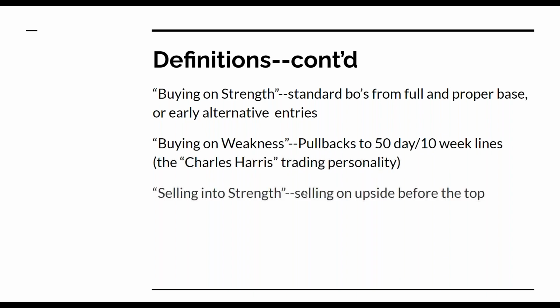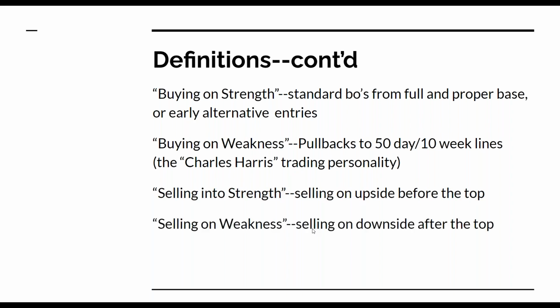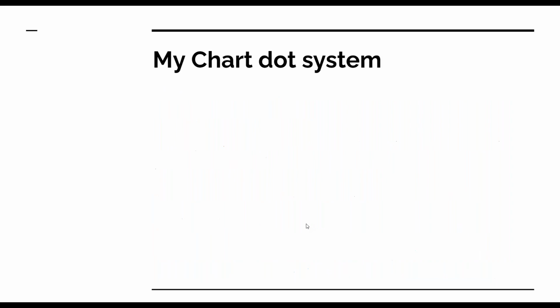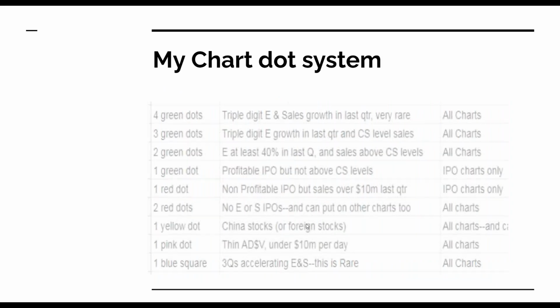He buys more on weakness than on strength. Mike Webster buys more on strength rather than weakness. Selling into strength is selling on the upside before the top. Selling on weakness is selling on the downside after the top. And then model stocks is IBD, Bill lingo for the great ones, true market leaders, not long-term leaders, that's something new, but the true market leaders that we're talking about.